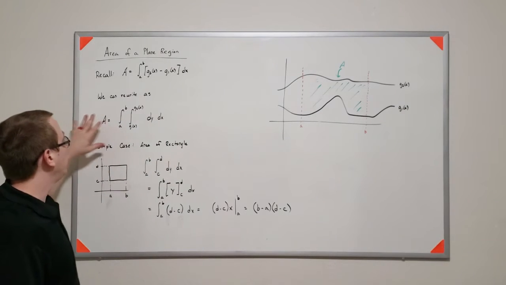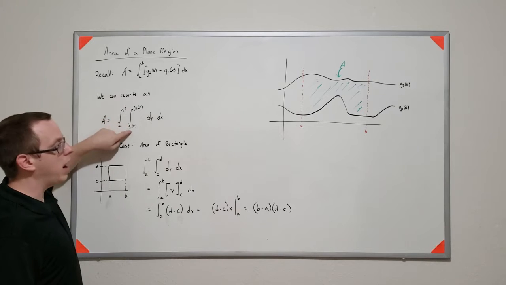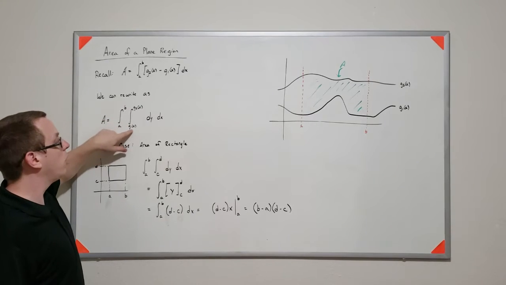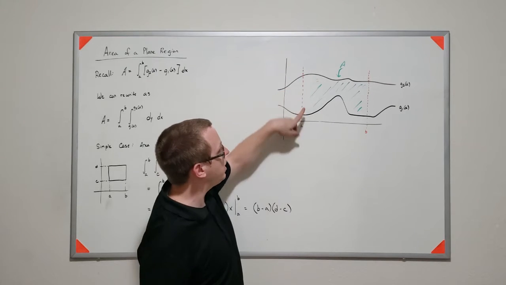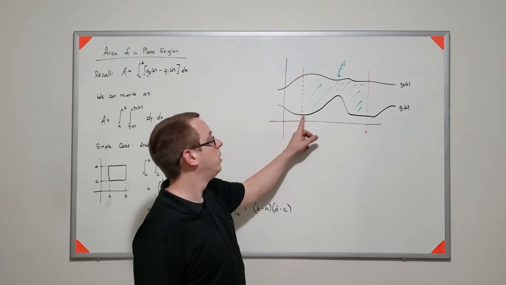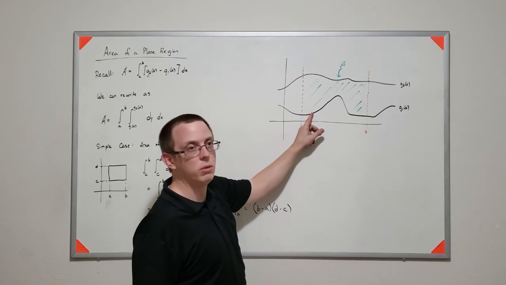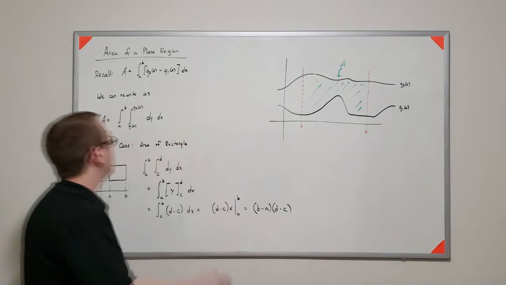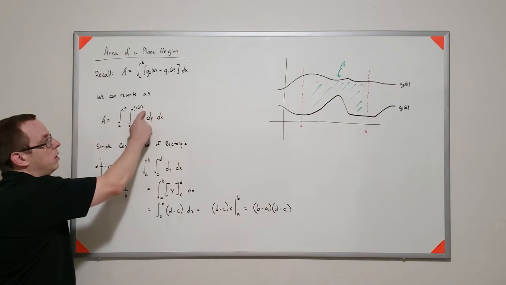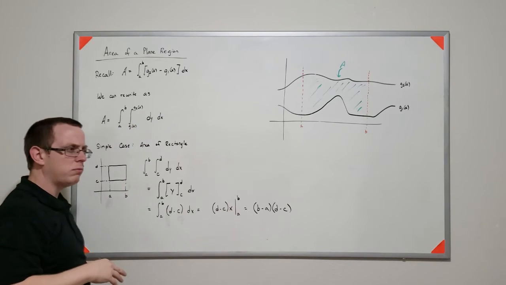We can say, okay, instead, we're going to let x go from A to B, and the value of y is going to go from this function to this function. At each individual x, whatever the x value is, y is going to go from whatever that function value is to whatever that function value is. And we're just going to integrate, really, you could think of this as 1 times that.